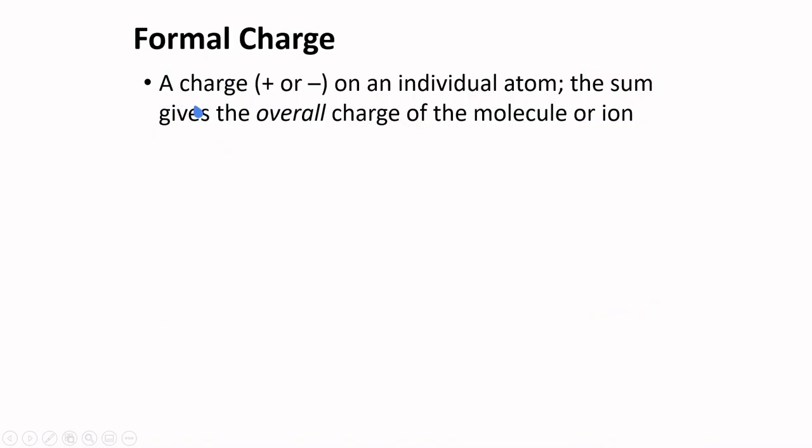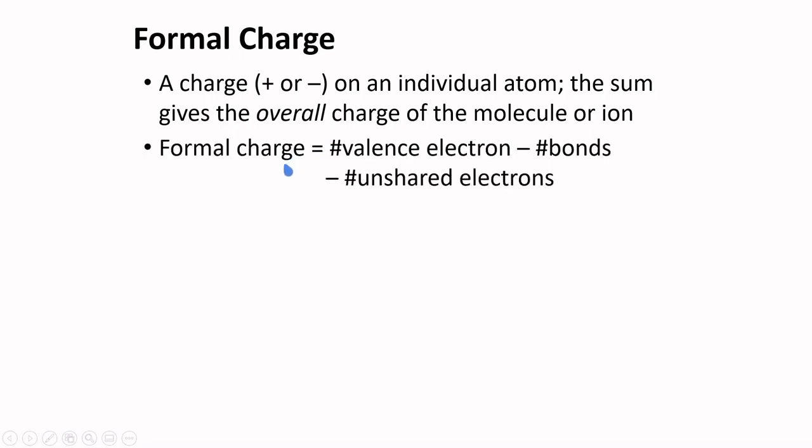Now we go to formal charge. Formal charge is a charge, positive or negative, on an individual atom. The sum of the formal charges gives the overall charge of the molecule or ion. Formal charge is equal to the number of valence electrons minus the number of bonds minus the number of unshared electrons.